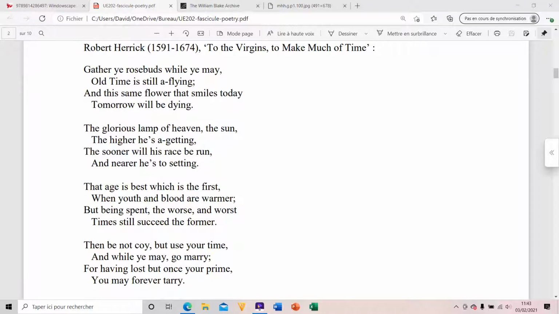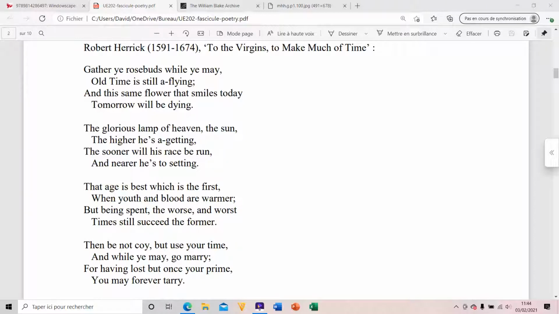Third stanza, we simply compare youth to old age, right? The best age is the first, and the ages that succeed are inferior to the first. And then the fourth stanza, the word there that you might need to look up, coy, right? Don't be shy, right? Don't be shy. Don't avoid courtship.